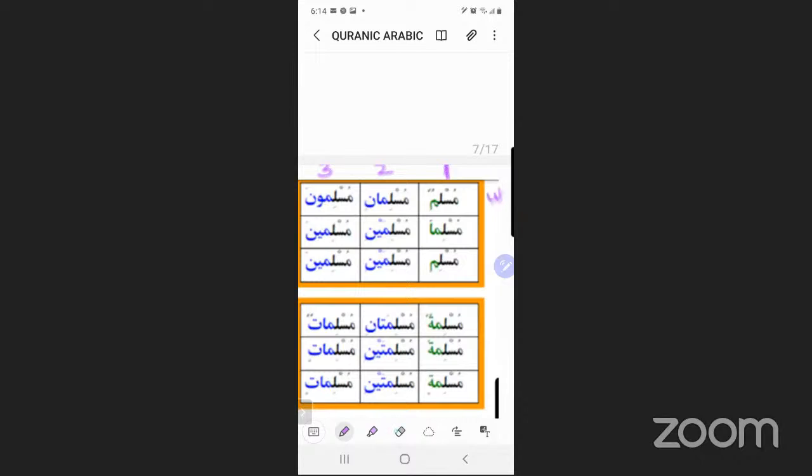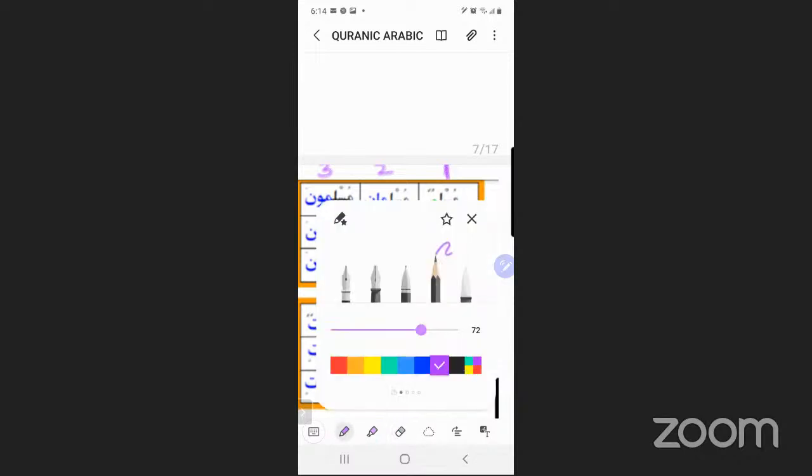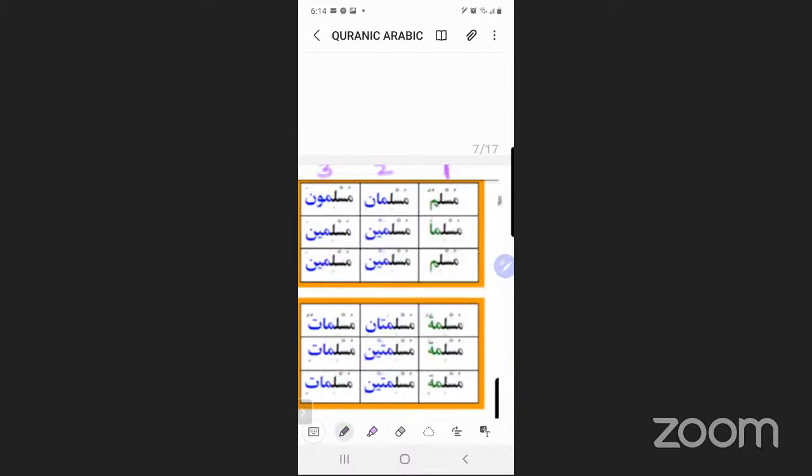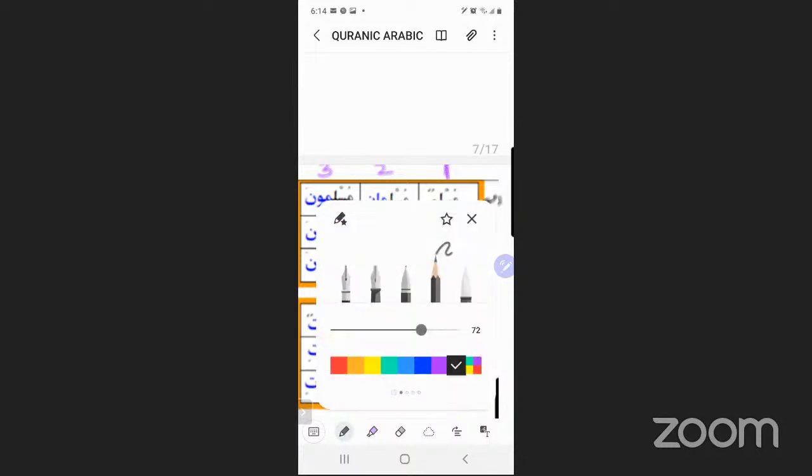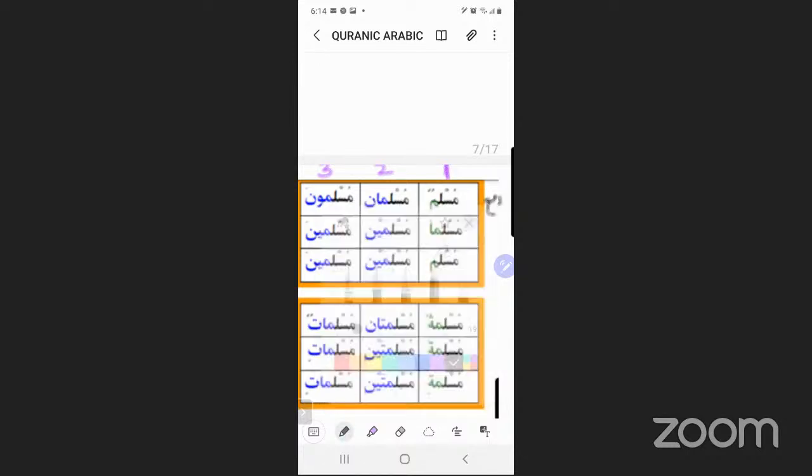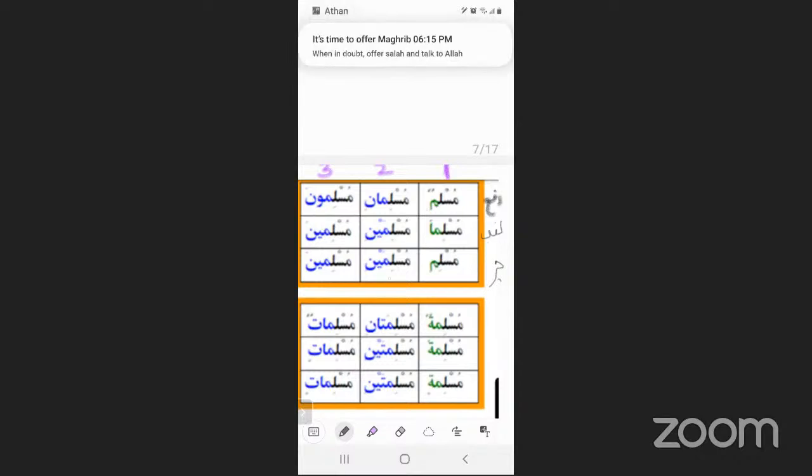Now, this is the rafa. Sorry, it's the rafa, right? This is the rafa, this is the nasab, and this is the jar, the E sound. The Muslimun, Musliman, Muslimin. Number two, this is only for single. Muslimani, Muslimaini, Muslimuna, Muslimina.